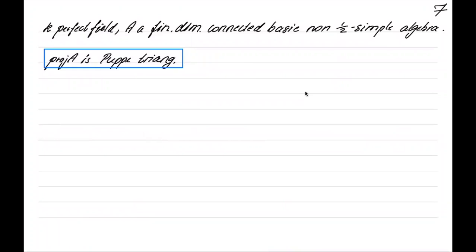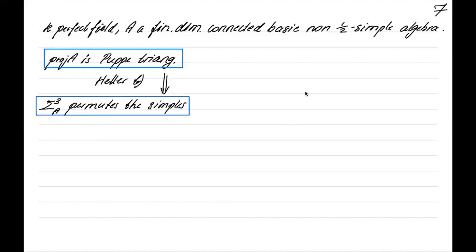Let's take a finite dimensional connected basic and non-semi-simple algebra. And so its category of projective modules is a candidate for an additively finite triangulated category. So suppose it is such a category, suppose it is Puppe triangulated, then Heller's result tells us in particular that the third power of the suspension functor of the module category over A permutes the simple modules. Yes, the module category over A is, in this case, the category of finitely presented functors.